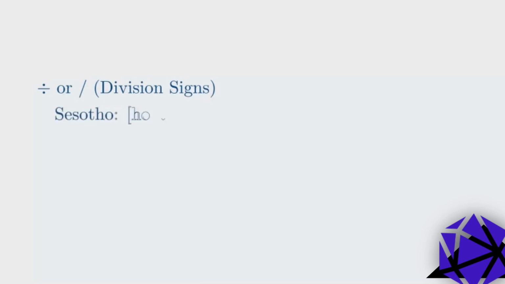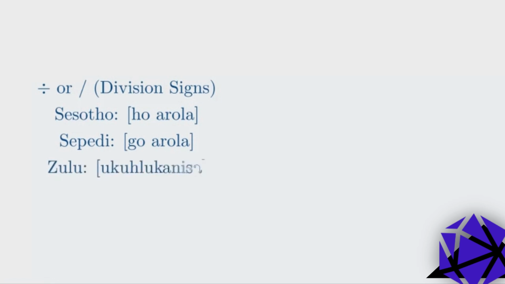Next up is division. The division symbol, or obelus, means to split a number into equal parts. You might also see a forward slash used for division. In Sesotho, we say, ho arola. In Sepedi, we say, go arola. And in Zulu, we say, ukulukanisa.